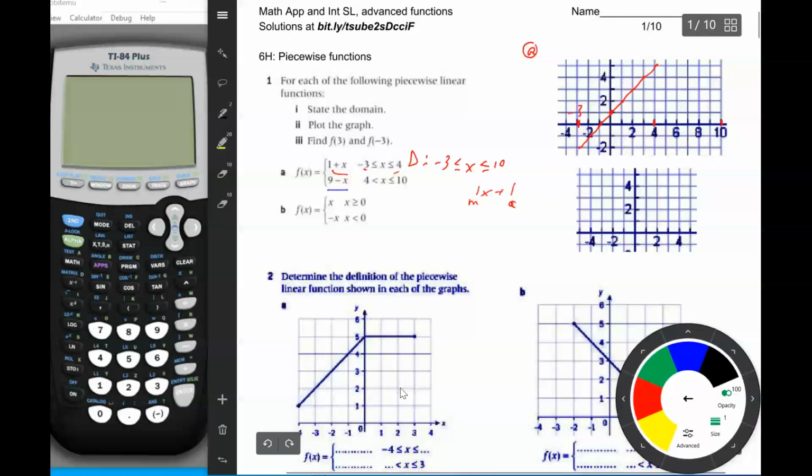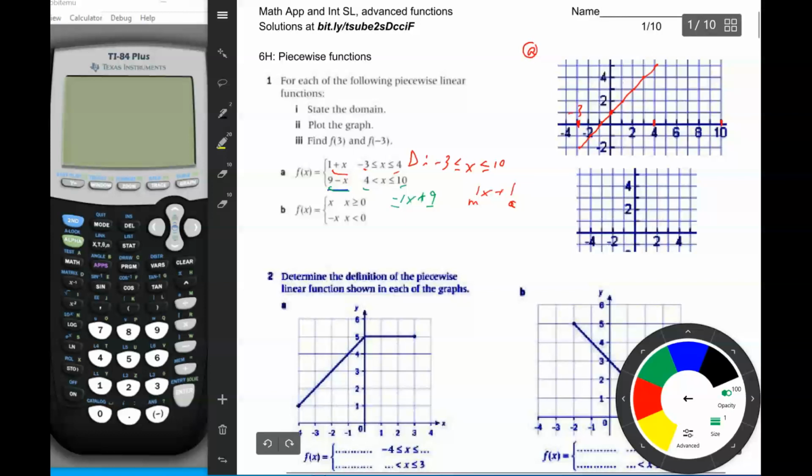I'll use green because the grid is kind of blue. I'll use the function 9 minus x between x equals 4 and x equals 10. And so this, if I put it in the order mx plus b, would be -1x plus 9. So the slope is -1 and the y-intercept is 9. This is kind of hard to see because 9 is off the edge of the page.